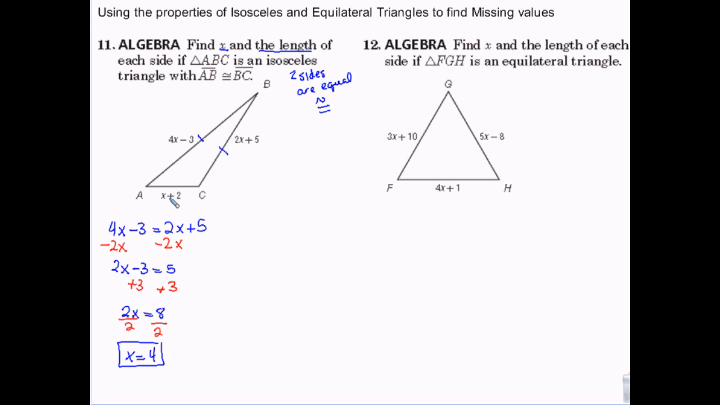If x is 4 and this side is x plus 2, it's 4 plus 2, so it's 6. Now these are the same length, so I only need to do one of them. We can do 4x minus 3, or we can do 2x plus 5. Well, 2x plus 5, you don't have to subtract, so we'll do that one. So we'll do 2 times 4 plus 5, so that's 8 plus 5, so that's 13. And since this side is 13, and we know these two are the same, that side's also 13.